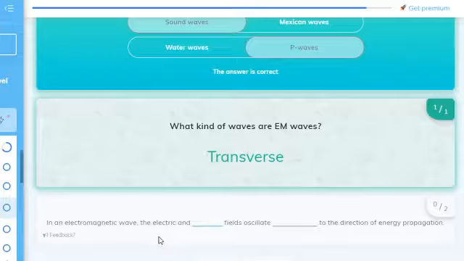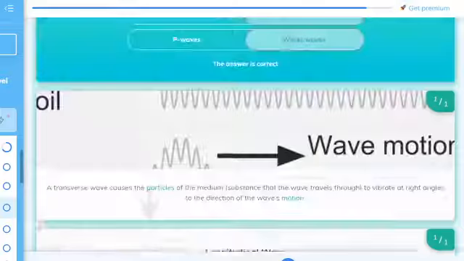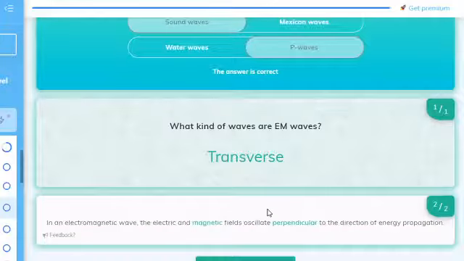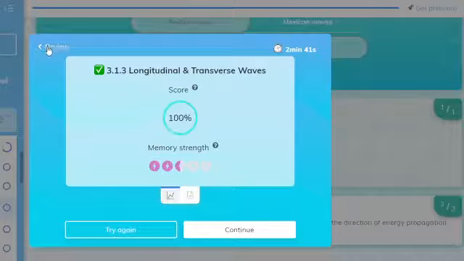In electromagnetic waves, the electric and magnetic fields oscillate at right angles, perpendicular to the direction of energy propagation. The electric and what other fields are there? Electric and magnetic. Simple. And that is basically progressive waves done.